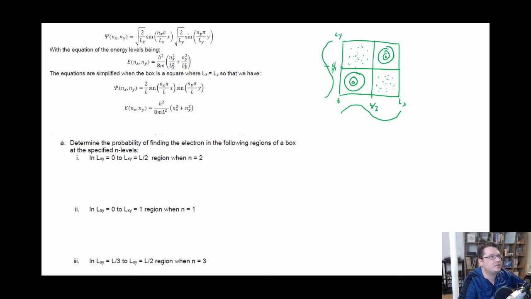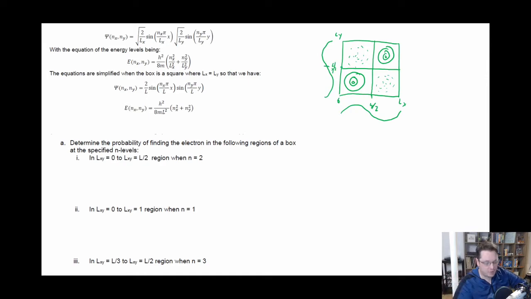And so that's the best that I can do for drawing out what the landscape of a 2D particle in a box looks like, right, like kind of doing a topographical map. But you don't have to do all of that, right? What you can do is simply think about each direction on its own, right?